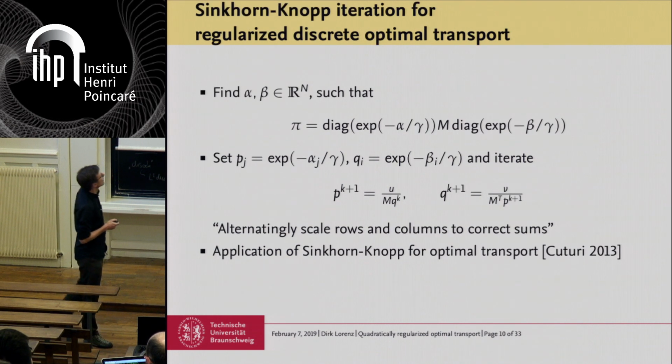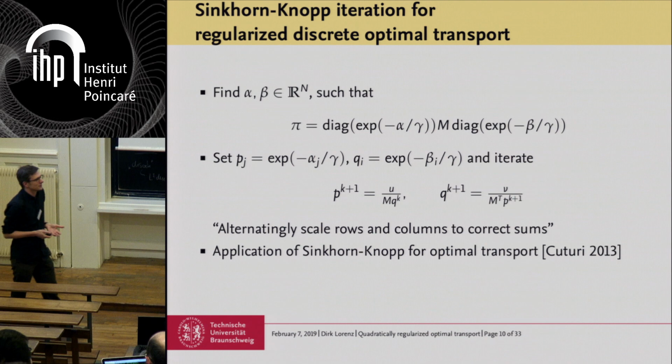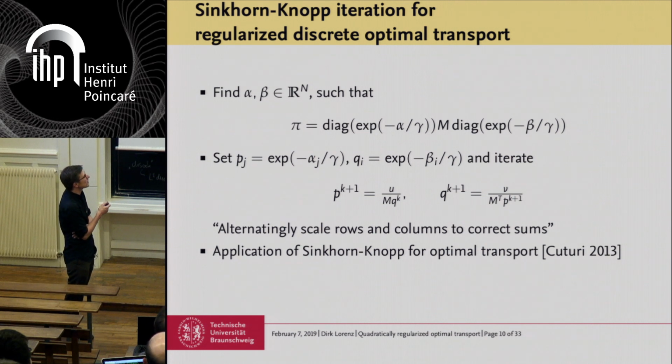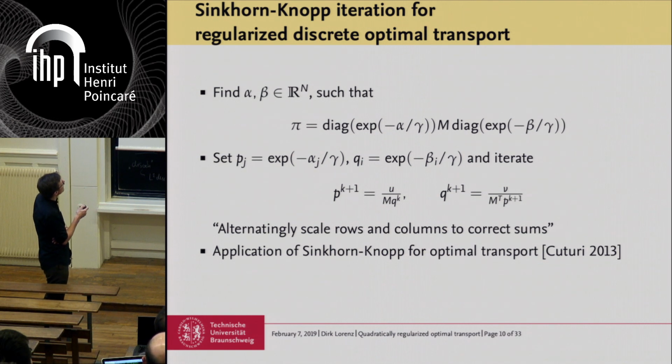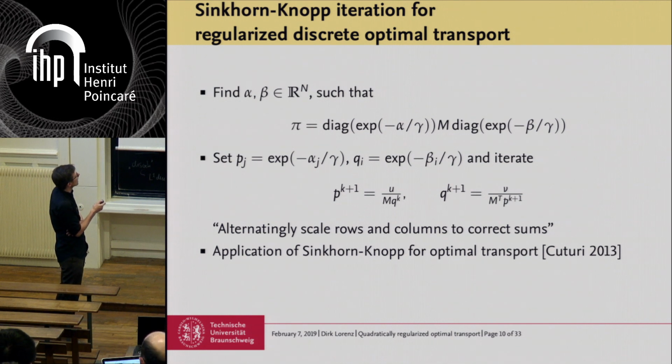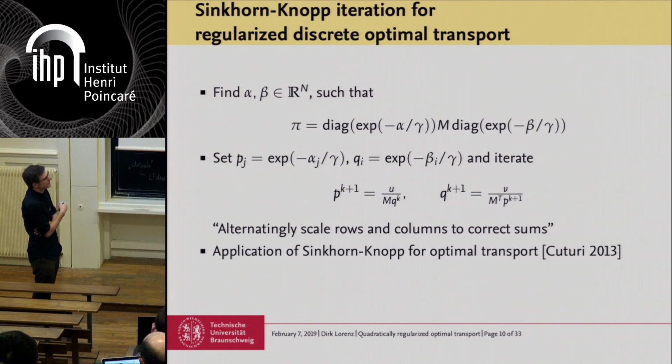Okay, and what is the simplest idea to do that? How can you turn this into an algorithm? Well, multiplication from the right is scaling the columns. Multiplying from the left is scaling the rows. So we need a column and a row scaling such that the resulting matrix has the correct row sums and column sums. Well, then do this just alternatingly.